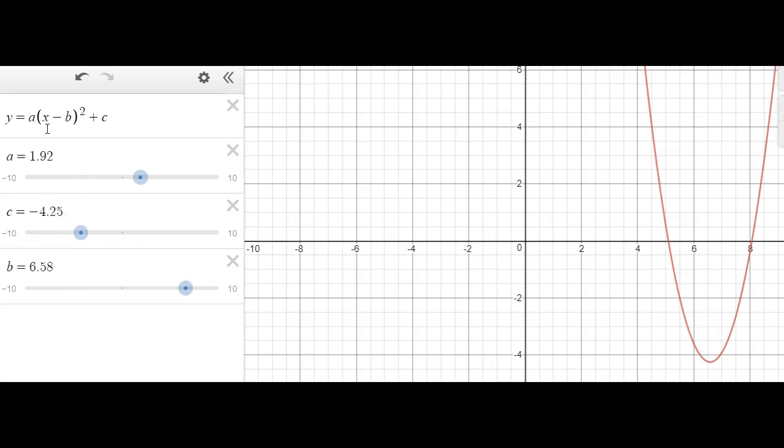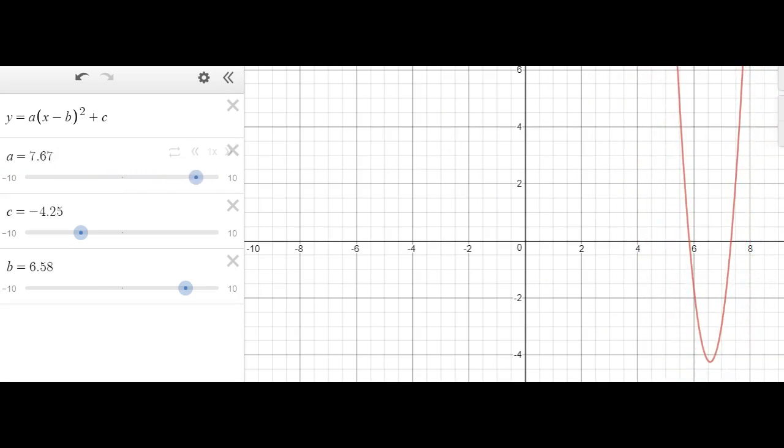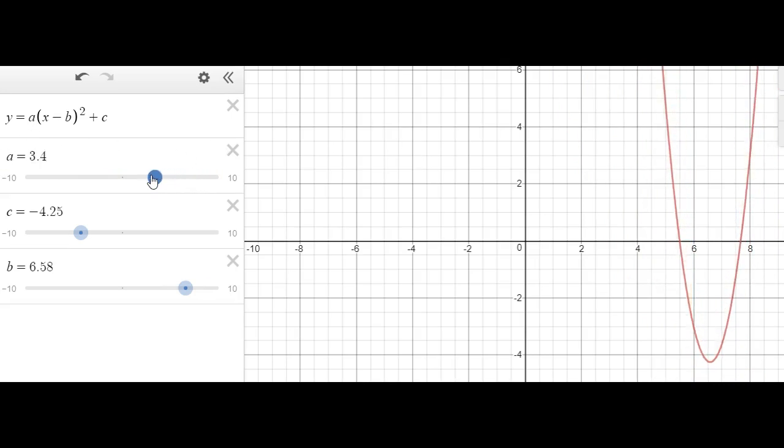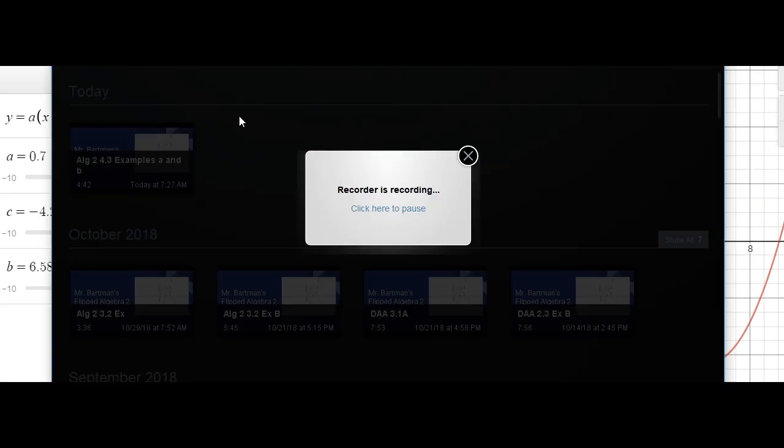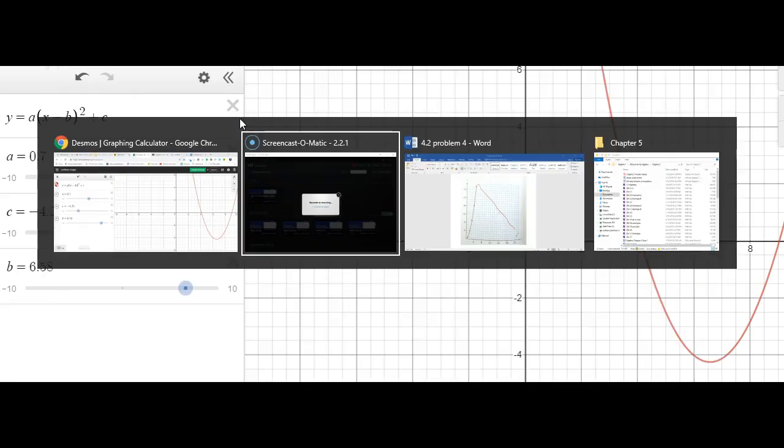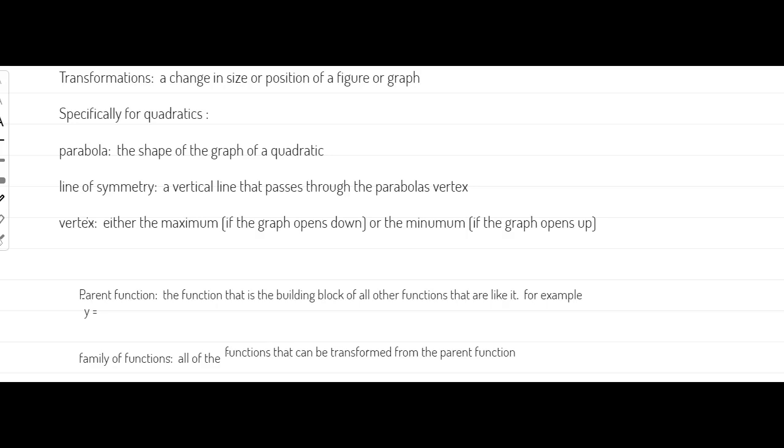But what happens with this a? What does that do? If I just move that, look what happens. It goes negative, and then it gets wider and skinnier. So changing this a value also transforms our graph. It's a transformation, not a translation. Those are some transformations: a change in size or position. We can change the size, we can change the position.